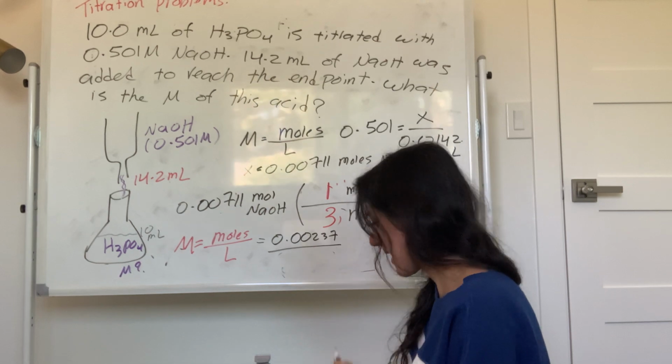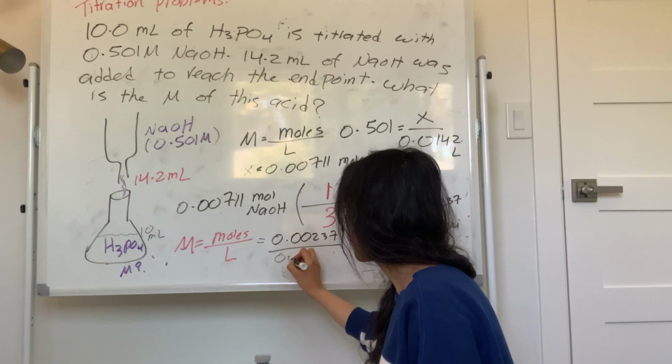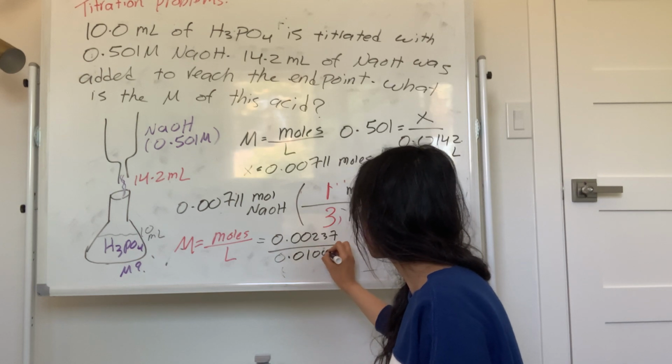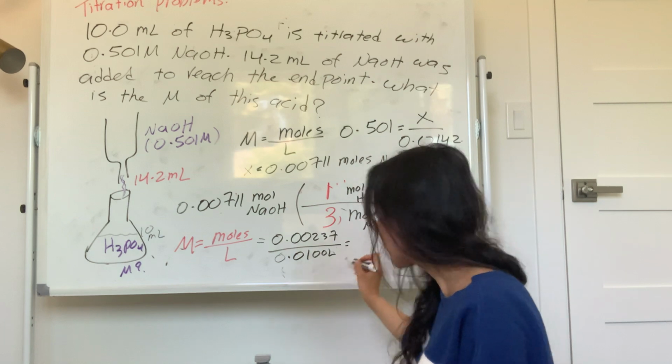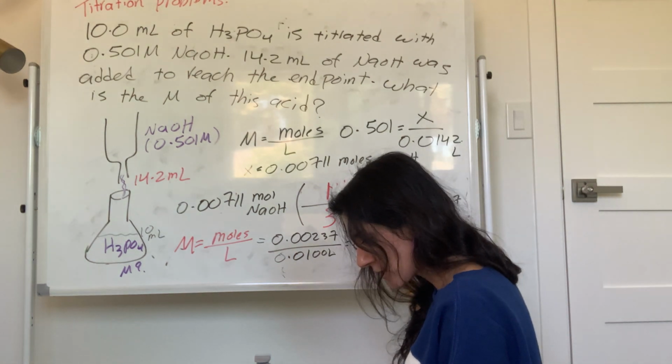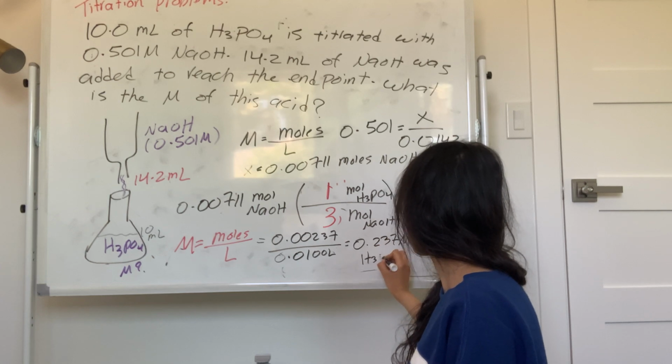Again, you have to have liters, so you divide that by 1,000. You get 0.0100 liter. Molarity is moles per liter. You know that. What you get is 0.237 molar of phosphoric acid.